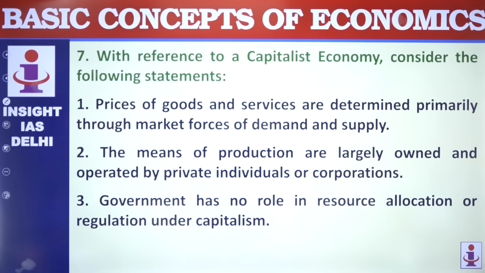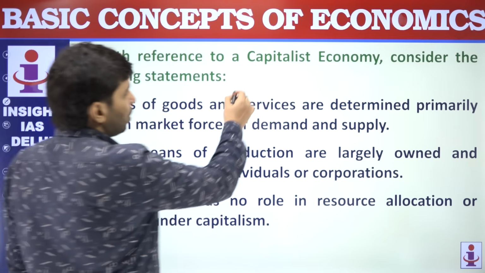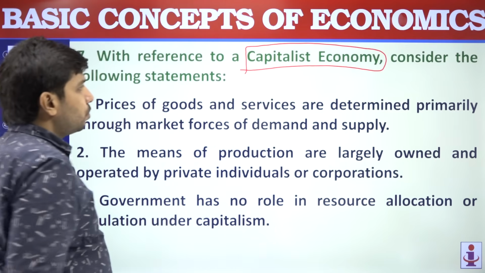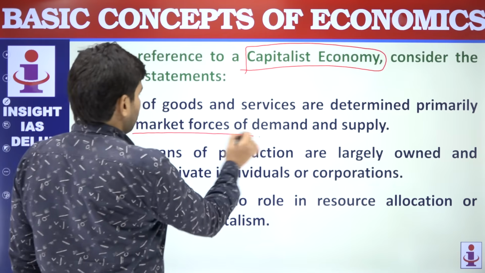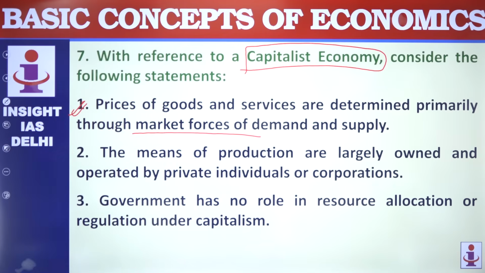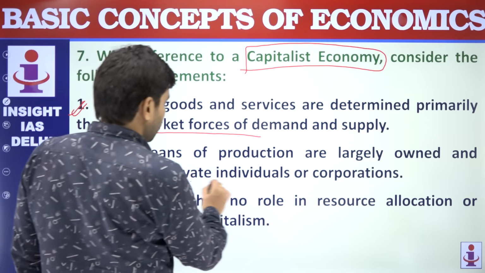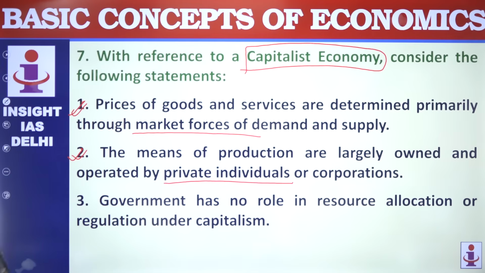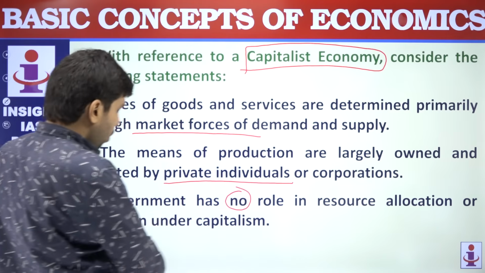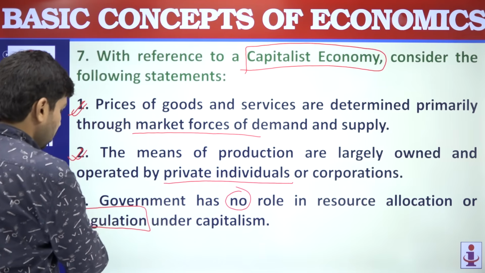With reference to capitalist economy, consider the following statements. What is capitalist economy? Profit motive, the intention is to make as much profit as possible. Prices of goods and services are determined primarily through market forces of demand and supply. Yes, this is a perfect definition of capitalist economy. The means of production are largely owned and operated by private individuals. Yes, this is also another best feature of capitalist economy. Government has no role in resource allocation or regulation under capitalism.